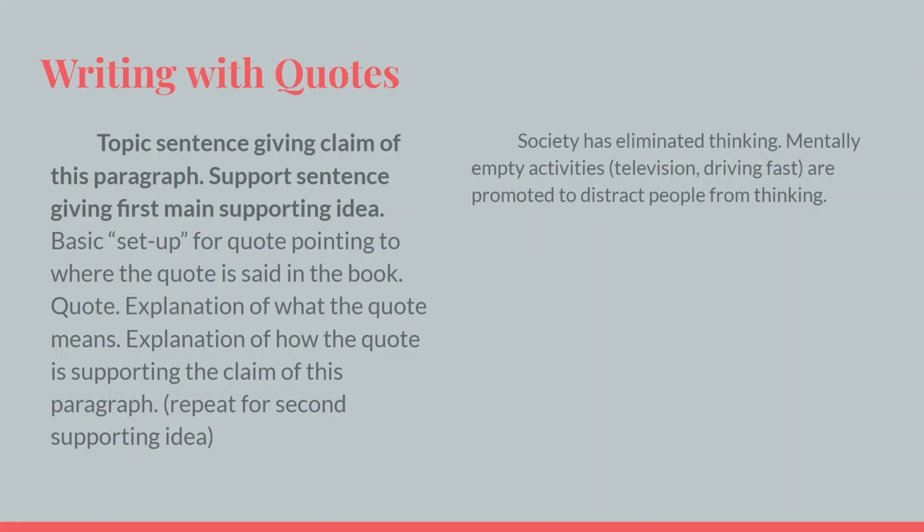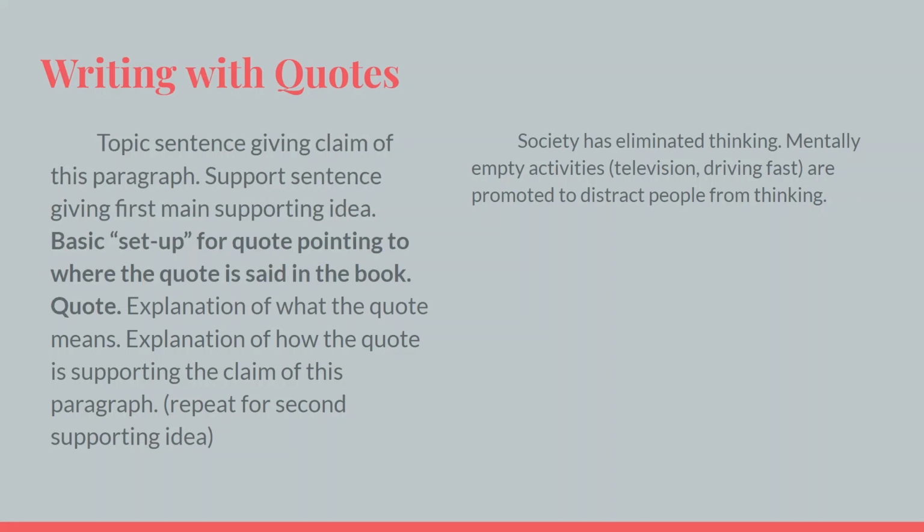The next thing that we need is a basic setup for the quote, pointing to where the quote is said in the book, and then the actual quote. We have the quote selected, but we don't have a setup yet. So this is some additional writing that we'll need to do. My first quote happens when Clarice is talking to Montague, and I thought I would provide a little additional context to show some of the emotions around that.